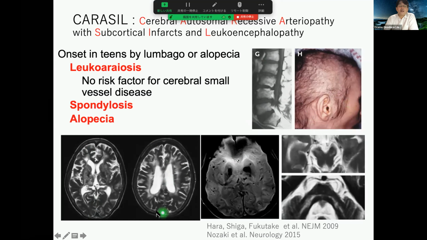The MRI findings very much resemble CARASIL, but the difference is that in the advanced stage, a linear high intensity is sometimes observed in the midbrain and middle cerebellar peduncle.